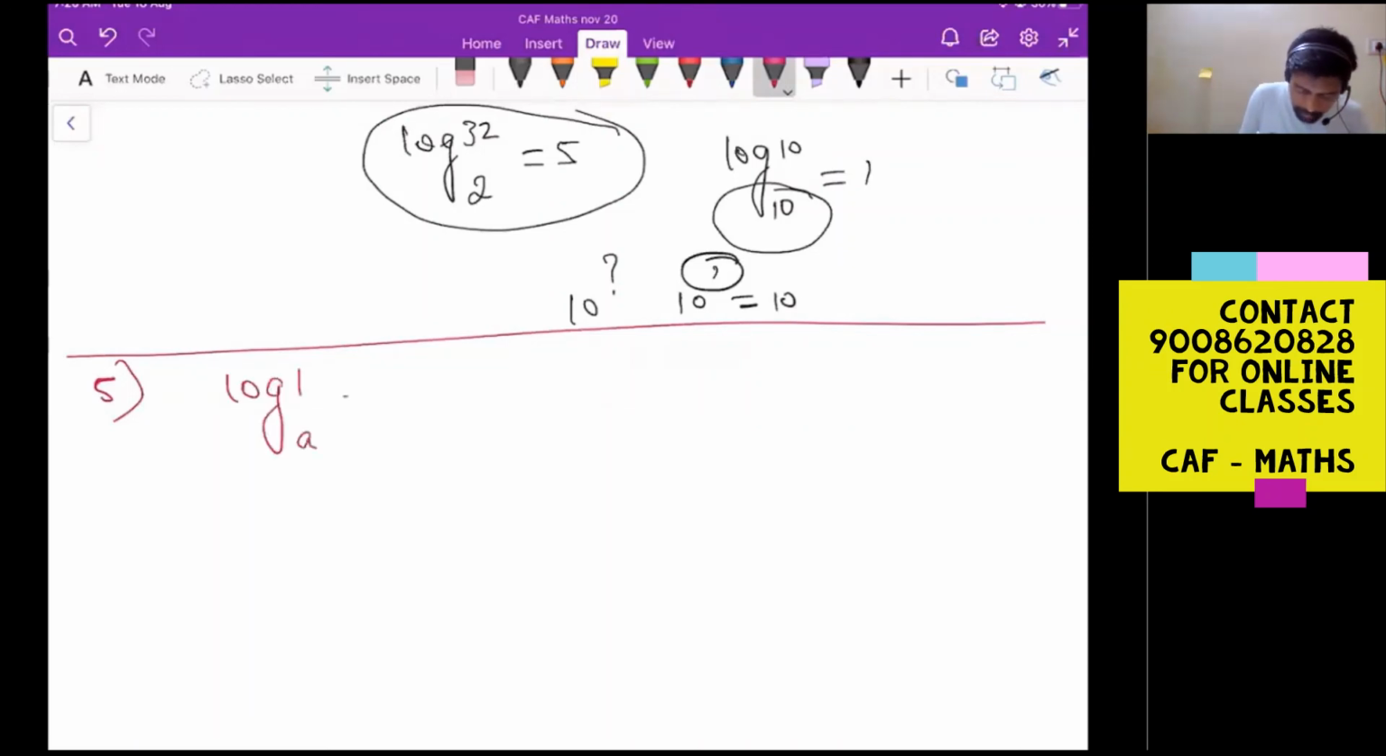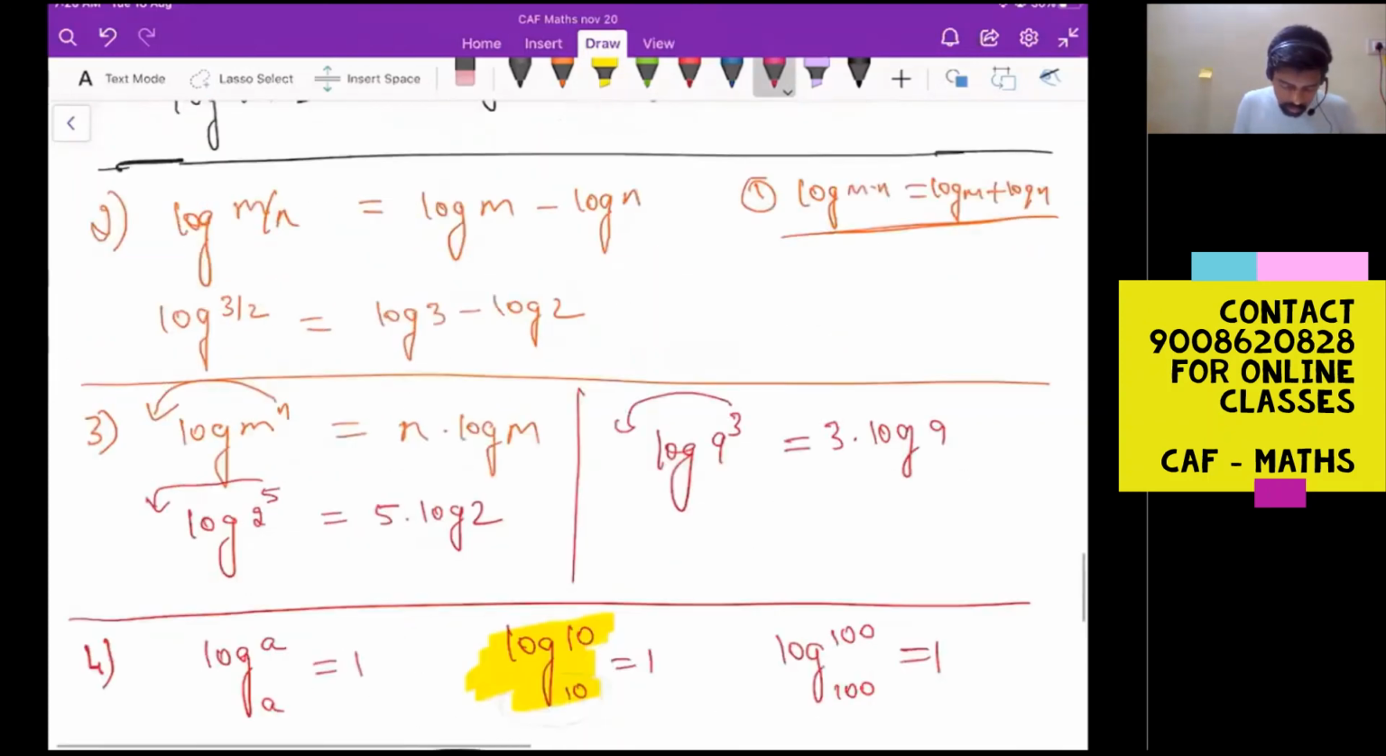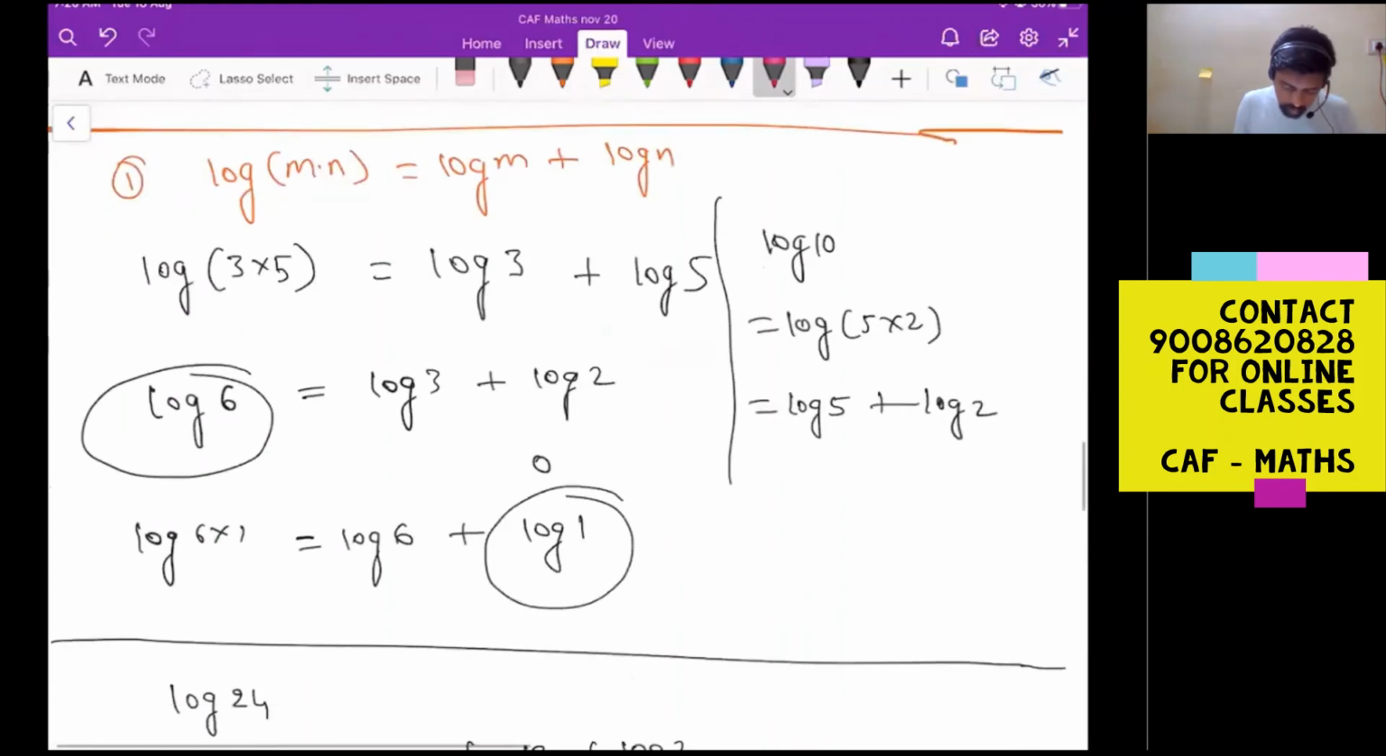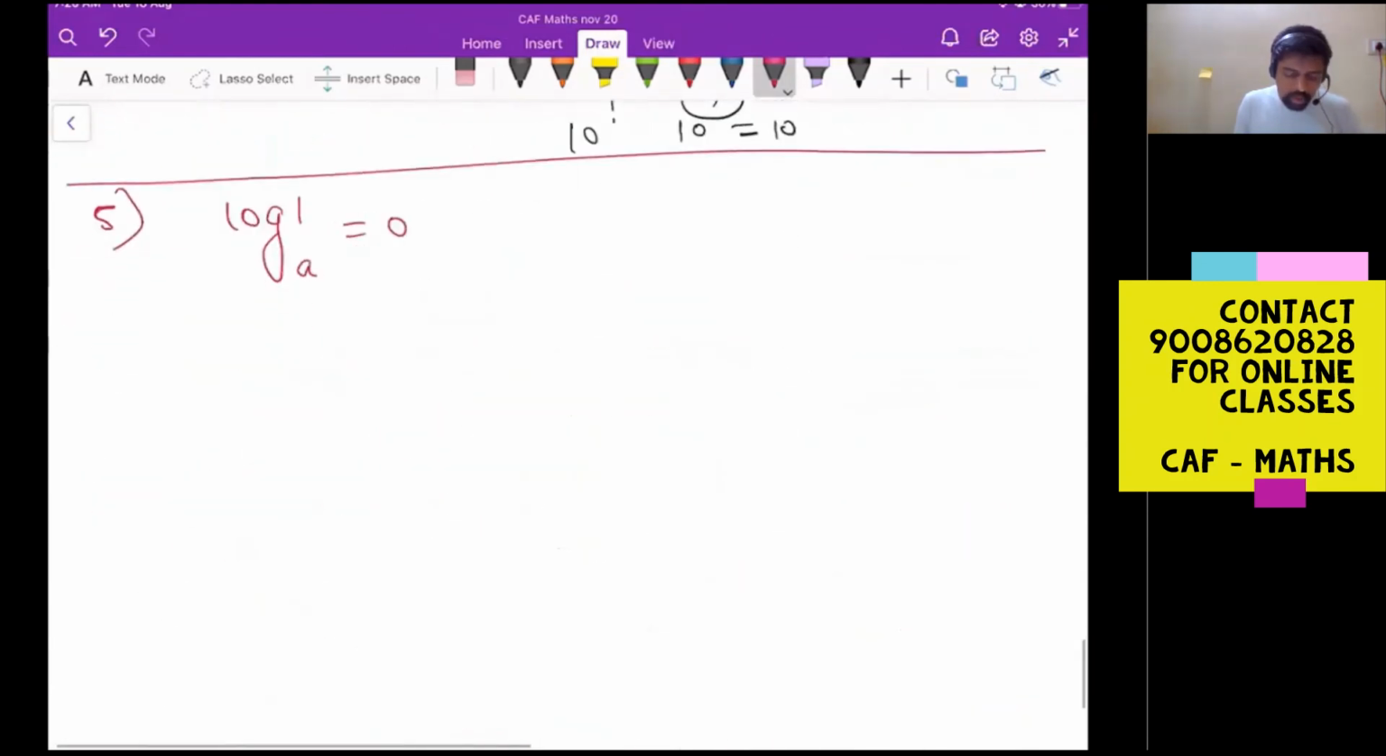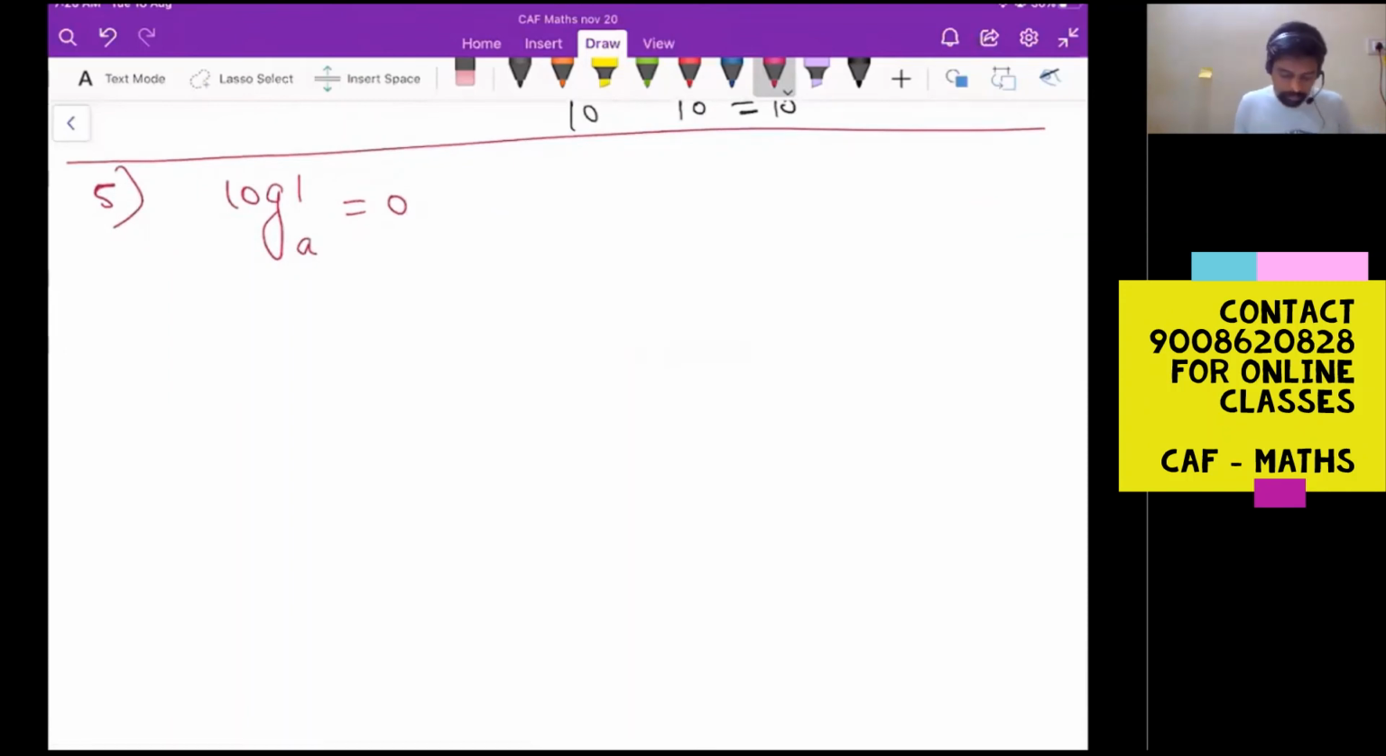Log of 1 to the base a is 0. Log of 1 to the base 10. Now tell me, what should be the exponent for this 10 such that the value becomes 1? What should be the exponent, guys? 10 to the power, what should I write here, such that the number becomes 1?